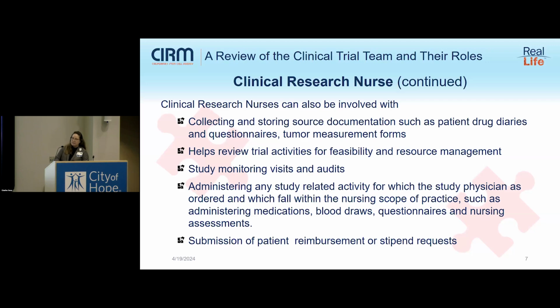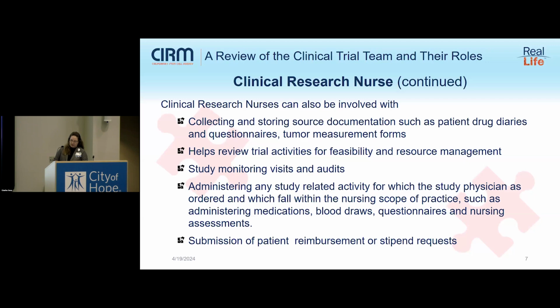The CRN might be involved with coordinating slots for studies. So some of these are competitive slots. And so we may be competing with other sites for 1 or 2 slots at any given time. And so we need to coordinate with the sponsor to see if we can even put a patient on. And we'll work with the CRC to make sure that we get the information needed for that, and then communicating that to the PI.